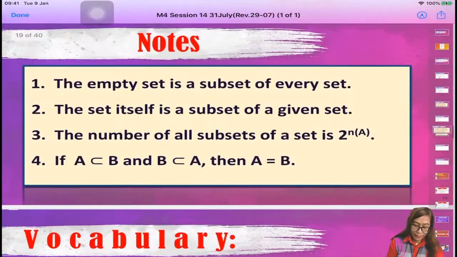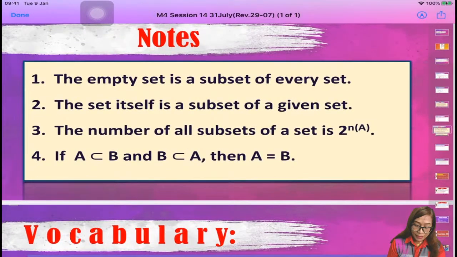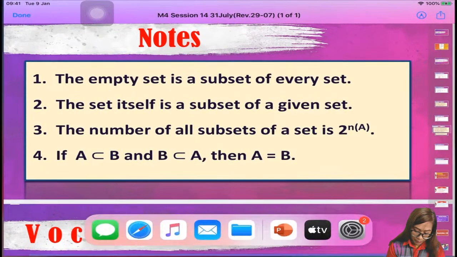Okay, the notes again: this empty set is a subset of every set. The set itself is a subset of a given set. The number of subsets is 2 to the power of n. If A is a subset of B and B is a subset of A, then A is equal to B.